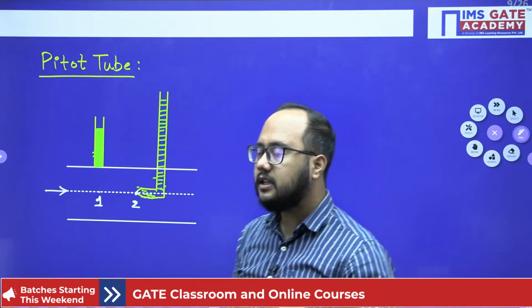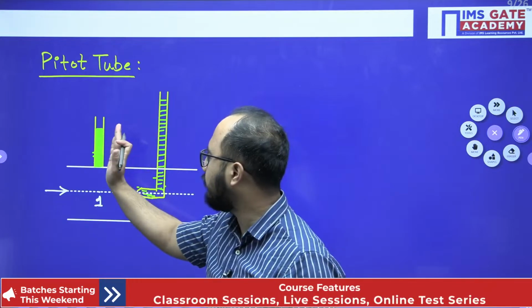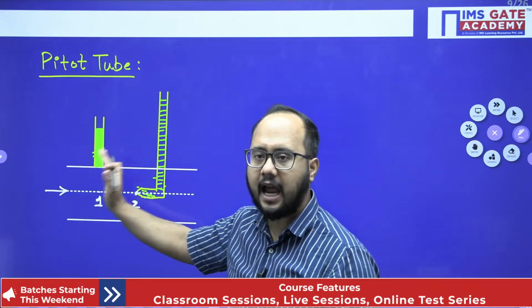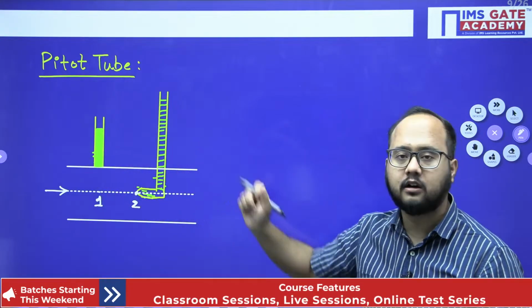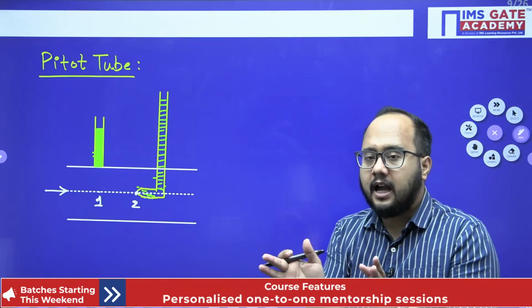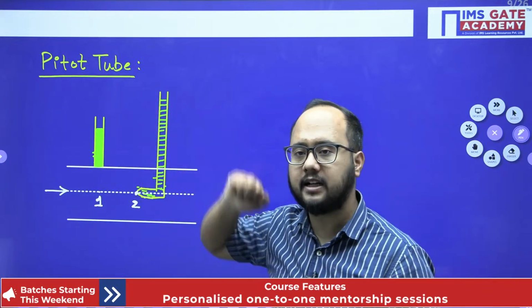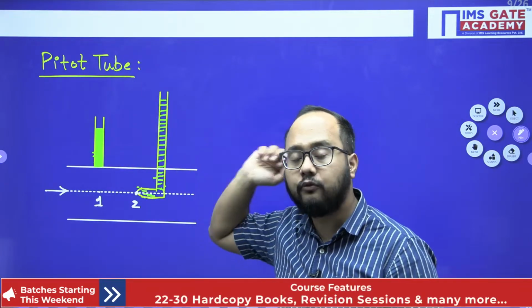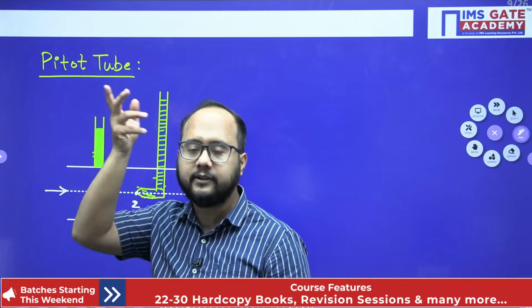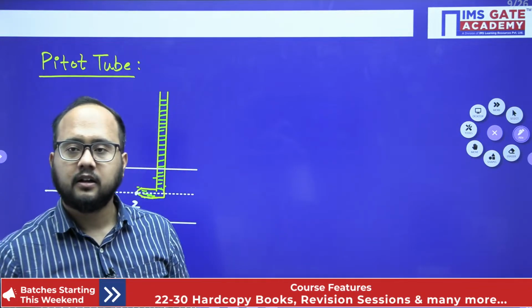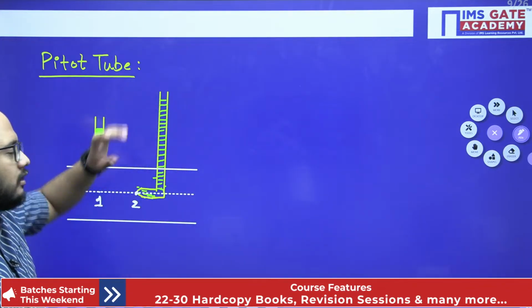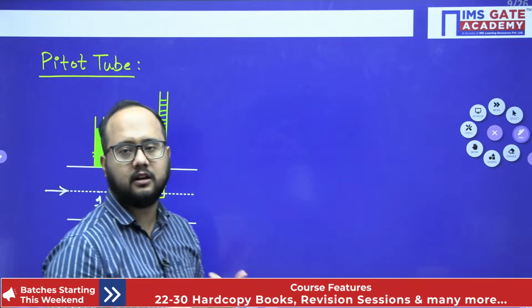Are you getting my point? If you just compare the height of liquid filled in the piezometer and the height of fluid filled in the Pitot tube, there is a difference. And what is that difference? The height in the Pitot tube is more as compared to the static tube or simply the piezometer. So why did that difference come, and from where does that difference come? Why is the height more in the Pitot tube? That should be our question.